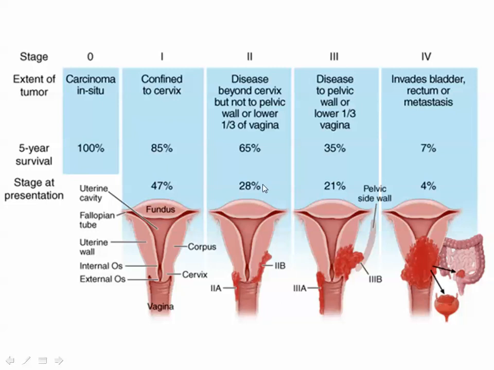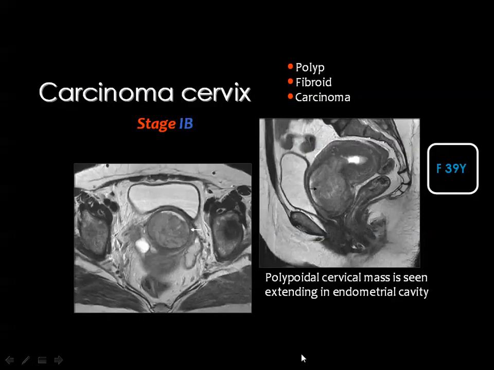The cancer which is confined to the cervix, stage 1, extension beyond the cervix in the proximal part of the vagina, stage 2, distal part of the vagina and the parametria, stage 3, invasion of the colon and the urinary bladder or distant metastasis, stage 4.